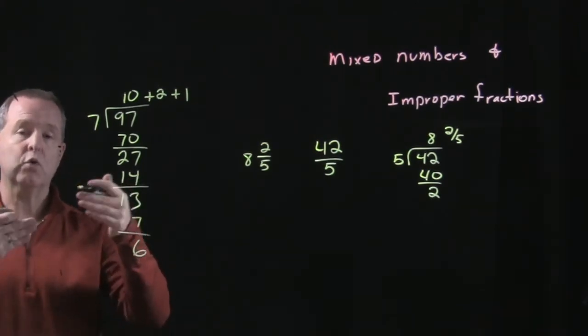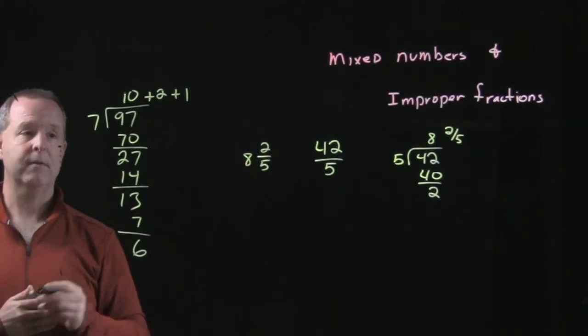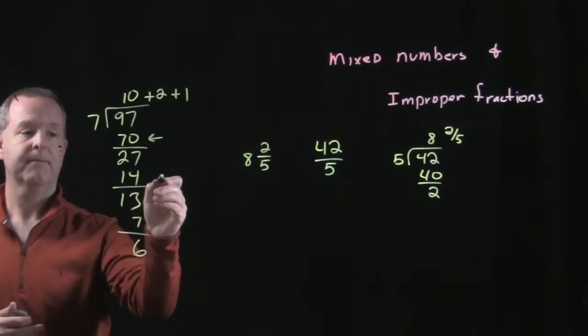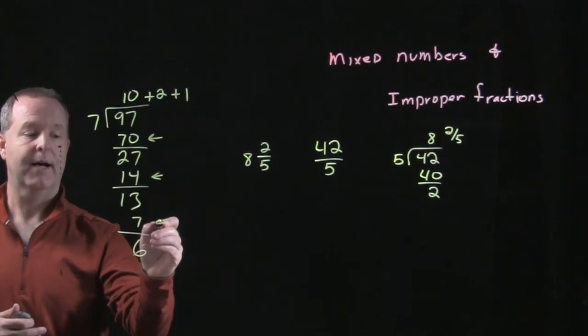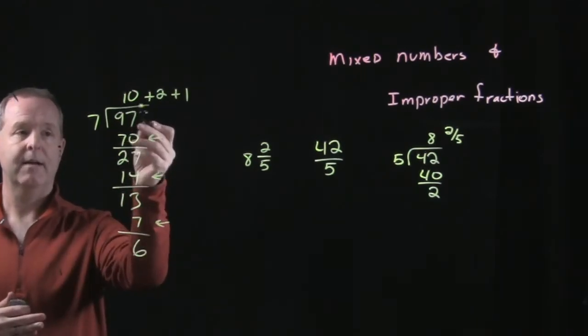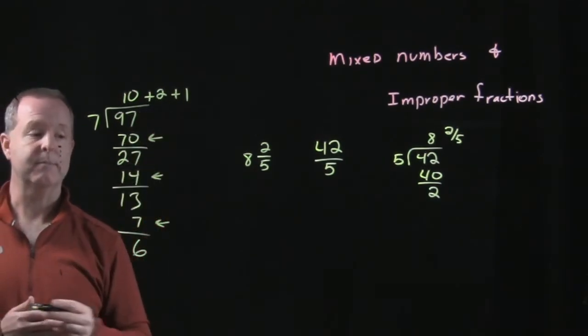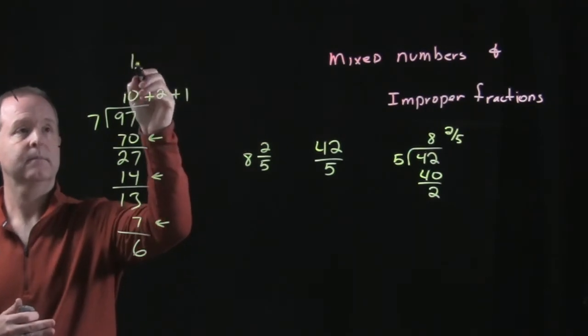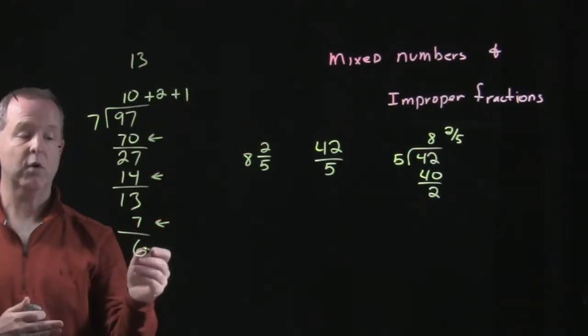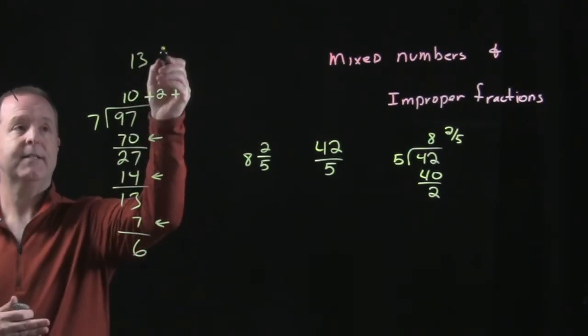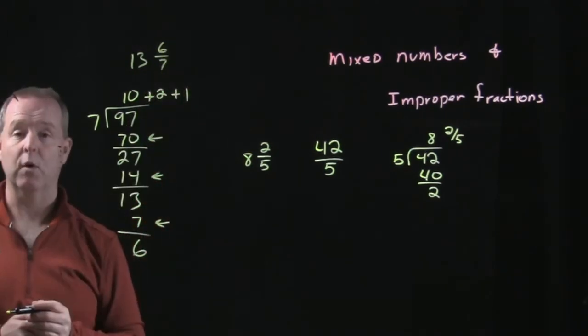So how many total groupings of 7s did I take out? Well, I took out 10 here. I took out 2 here. I took out 1 there. 10 plus 2 plus 1 gives me 13. And how many leftover parts of 7 do I have? I have 6 parts of 7 left over.